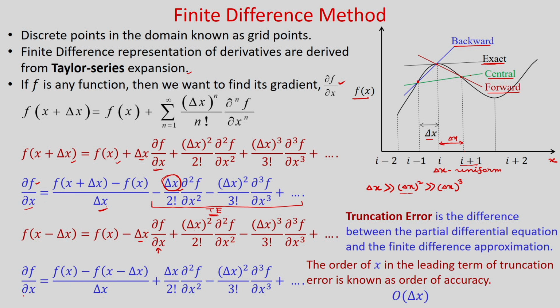So, you have represented this del f by del x using two discrete points, f x and f x minus delta x, and this is your truncation error, and in the leading order term the order is delta x. So, order of delta x is 1. So, its order of accuracy is order of delta x.